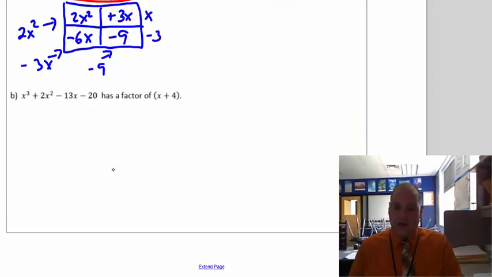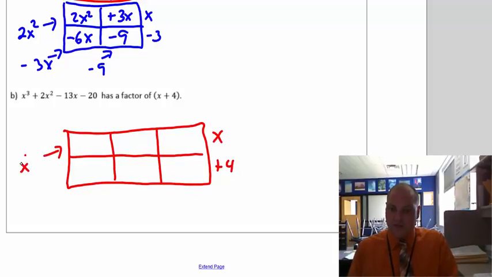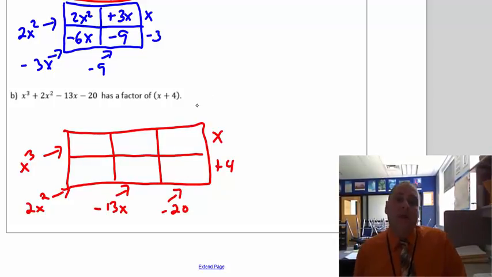Same thing here. This time we're going to need a 3 by 2. And again, for the reasons we already talked about in another lesson, I don't want to waste your time and bore you with those reasons. So you might have to go back and look up why it's a 3 by 2. All right, so here we go. We got x to the third, we have 2x squared, we have negative 13x, and this should be a negative 20. And again, there can't be any remainders because we're dividing. These are factors. If they're factors, there can't be any remainders.